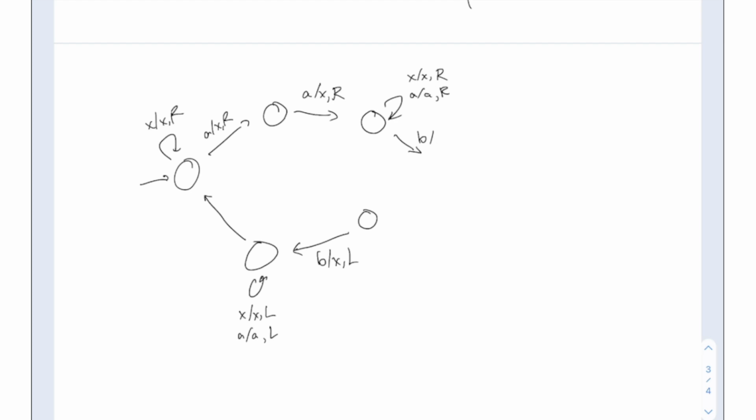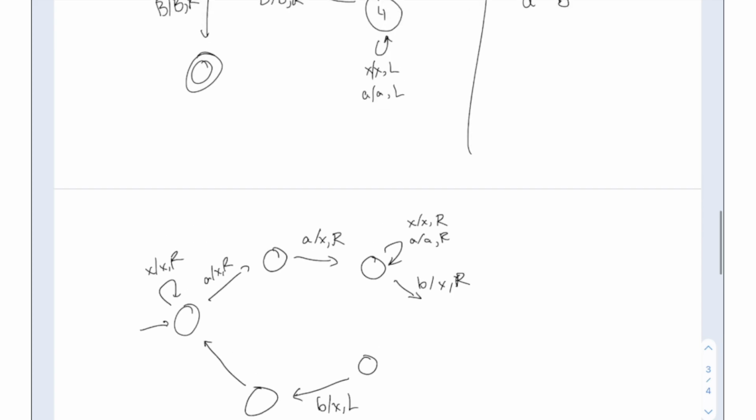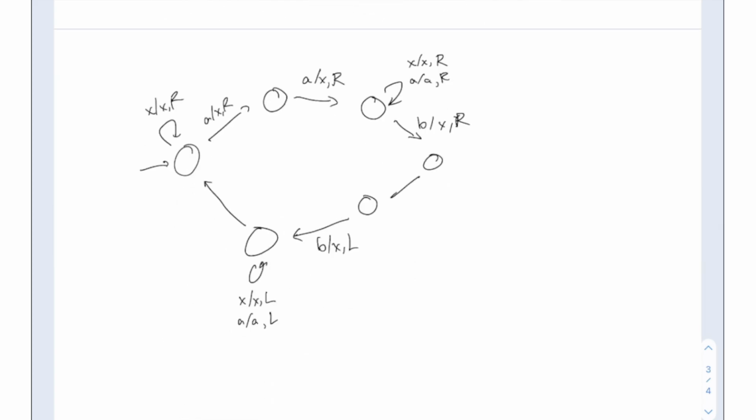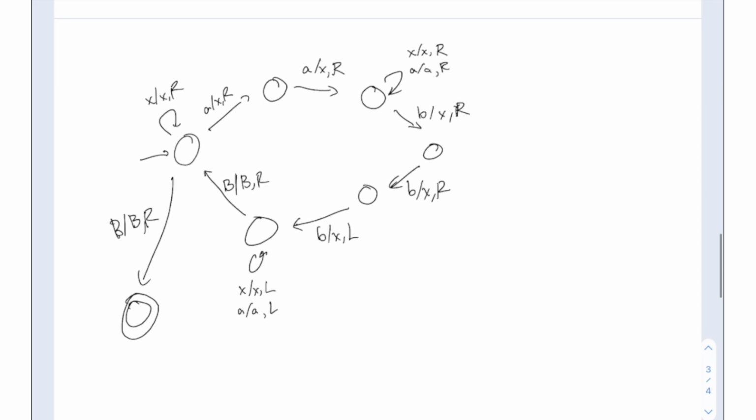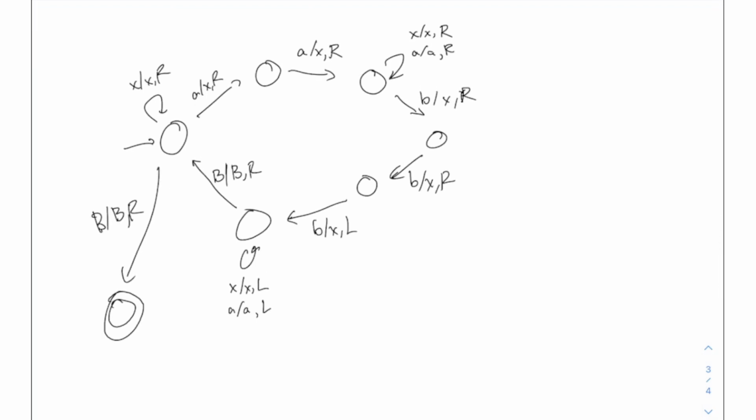BXR. 2 A's match with 3 B's. BXR, BXL, and then this is blank, blank R. This is my accepting state. Like that. I think that'll do it. Anybody agree or disagree? Yes, great. It's just like the one we had before, only you have 2 marked A's matching with 3 marked B's in each iteration. All right, great. I hope you feel good about that.